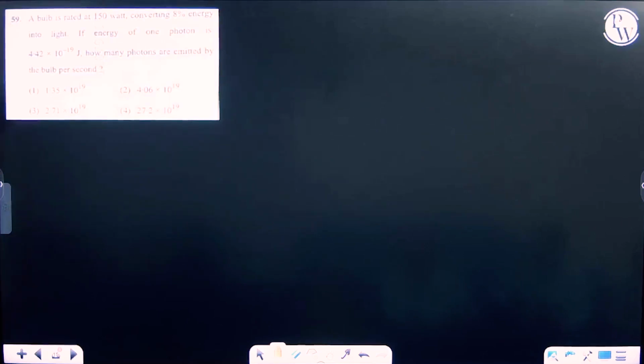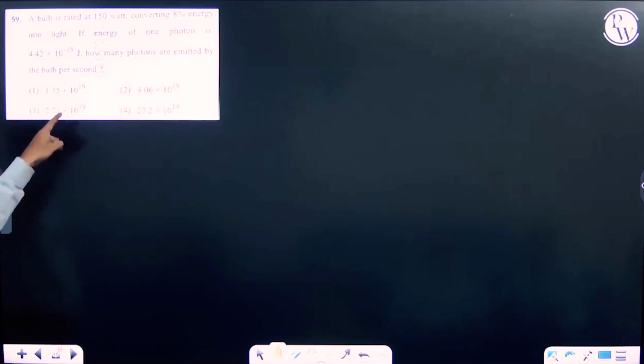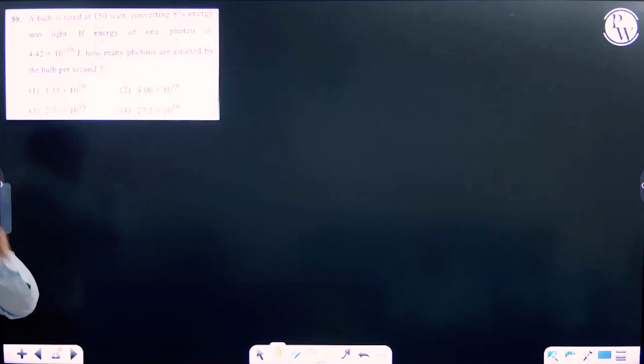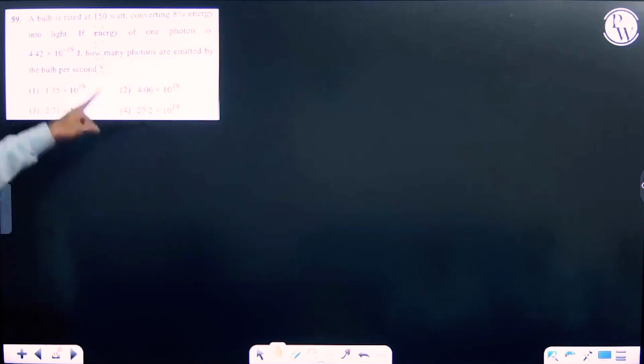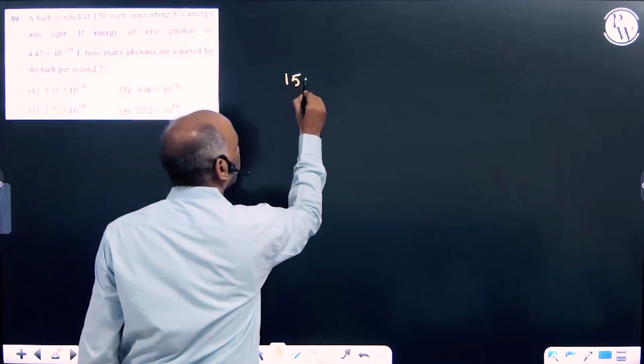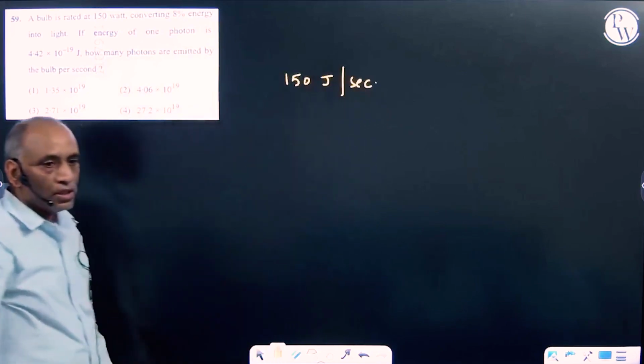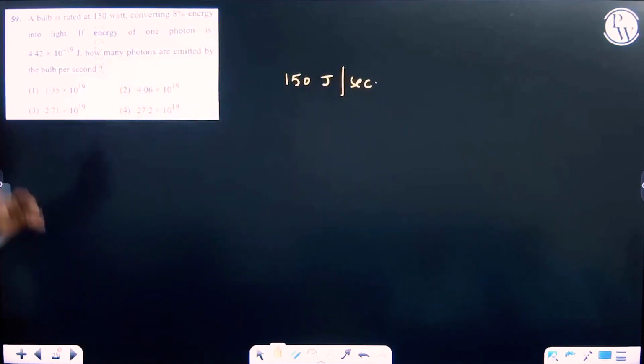And if you look at the question, a bulb is rated at 150 watt. As soon as a numerical appears, that too with this kind of coefficients, the general tendency of students is to think a numerical may take time and leave it. But this is the simplest question. 150 watt, what does it mean? It will emit 150 joules of energy per second, if at all it is 100% efficient.